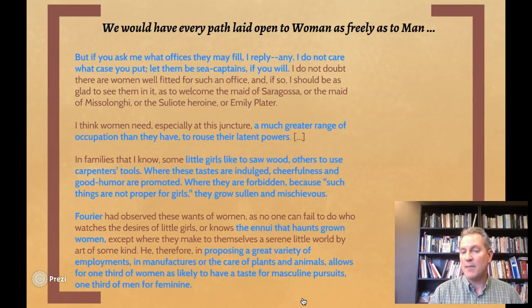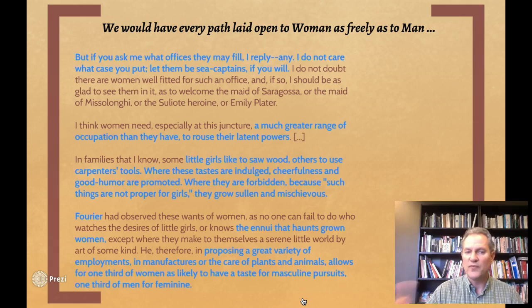So just as one final example, in that previous passage we were looking at, Fuller says, "we would have every path laid open to woman as freely as to man." So a freedom of occupation, right? And in a very famous moment in Woman in the 19th Century, she says, "If you ask me what offices they may fill, I reply, any. I do not care what case you put, let them be sea captains, if you will. I do not doubt there are women well fitted for such an office, and if so, I should be as glad to see them in it as to welcome the Maid of Saragossa, or the Maid of Missolonghi, or the Suliote heroine, or Emily Plater." Those are examples of female heroes from history that Fuller cites elsewhere in the book.